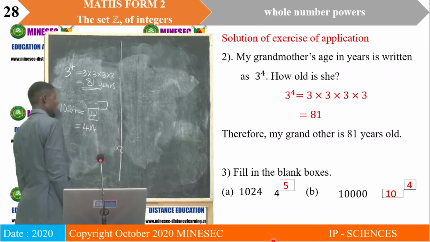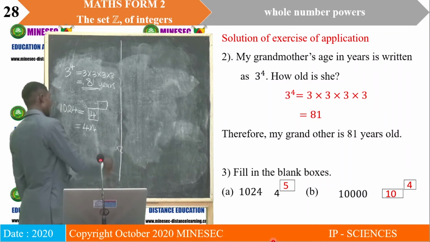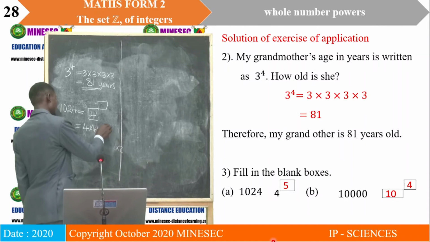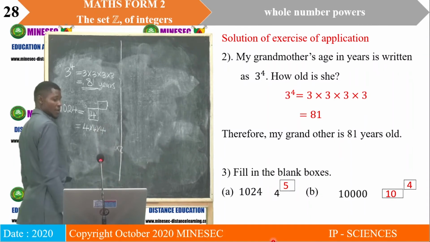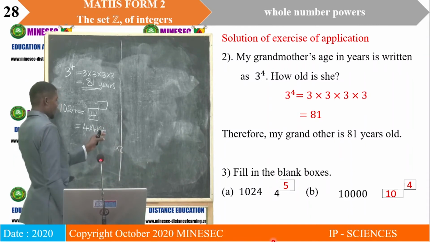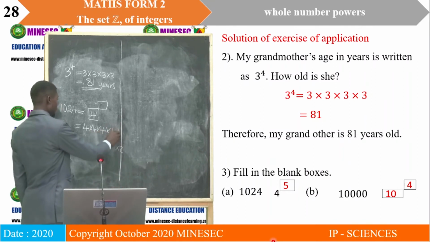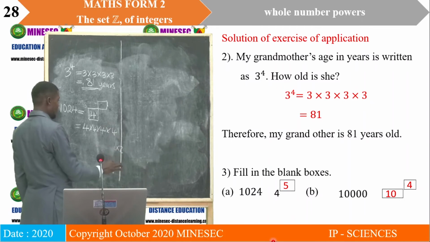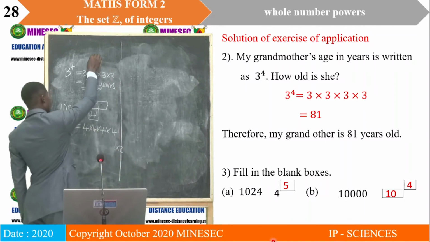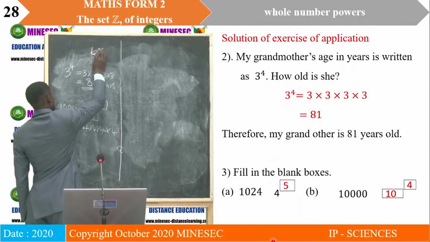4 times 4 is 16. Now if we take 4 times 4, which is 16, we continue. Times 4, it gives us 64. Now we need to take 64 times 4. To be sure that you are doing your calculation correctly, you can get to a rough paper and you do 64 times 4.